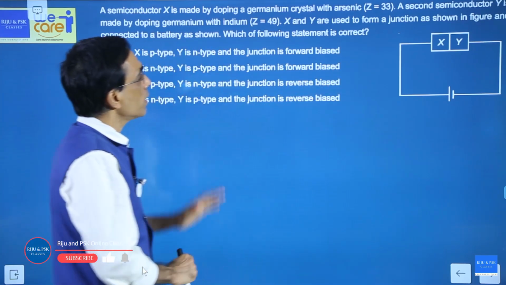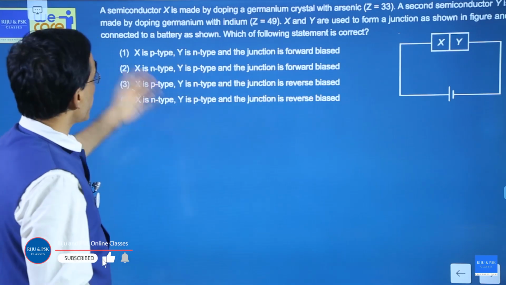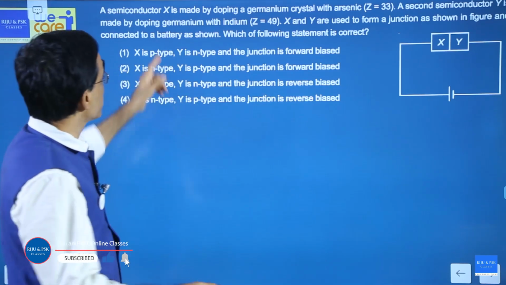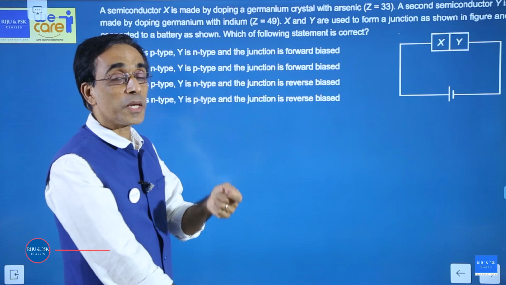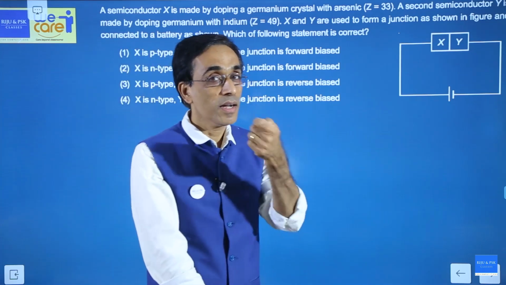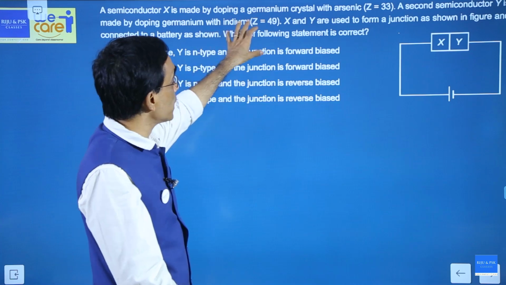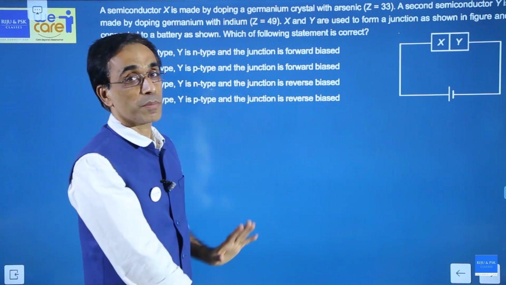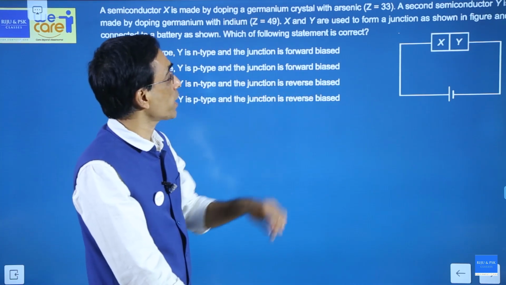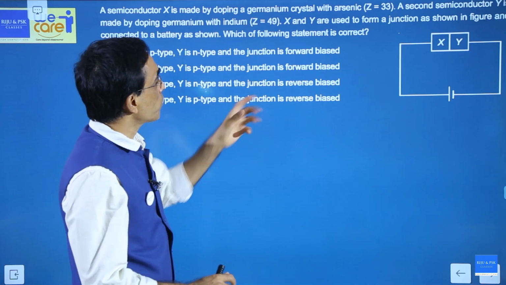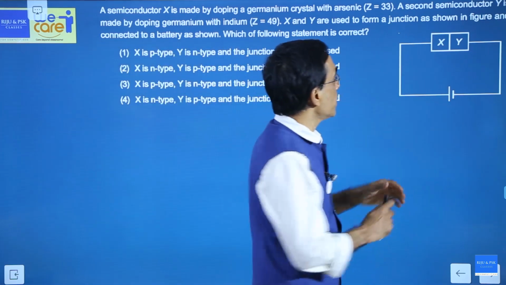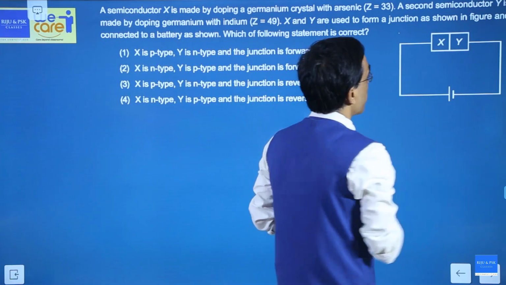A second semiconductor Y is made by doping, read this, germanium with indium. Indium is a trivalent impurity. If you dope silicon or germanium with indium, you will get a P-type semiconductor. So here Y is a P-type semiconductor. So it forms a junction. Now this is a P-N junction. So Y is P, X is N.